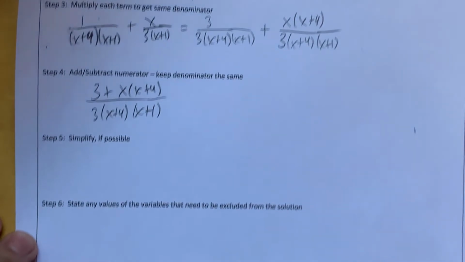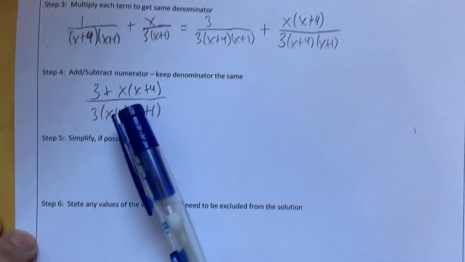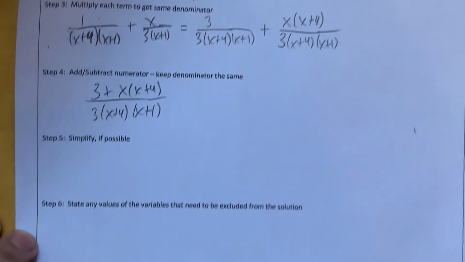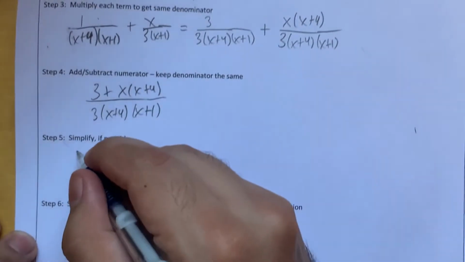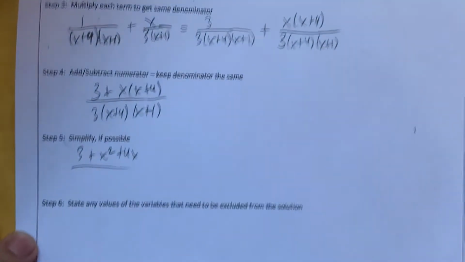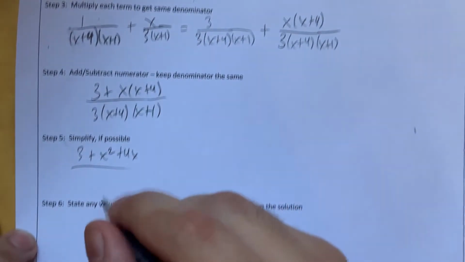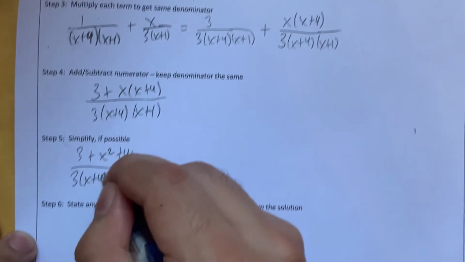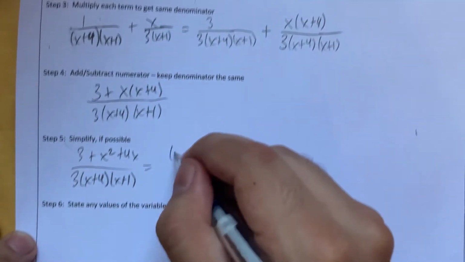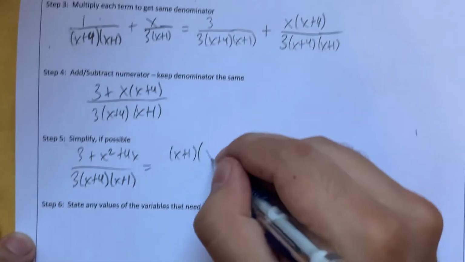Wow. Next, we're going to simplify where possible. So we're going to have to multiply out the numerator, add it together, and see if we can factor the numerator. So we're going to get 3 plus x squared plus 4x, right? And that's a quadratic, although it's in the wrong order, but it is factorable. So now we're going to factor the numerator, and we're going to get x plus 1 times x plus 3.